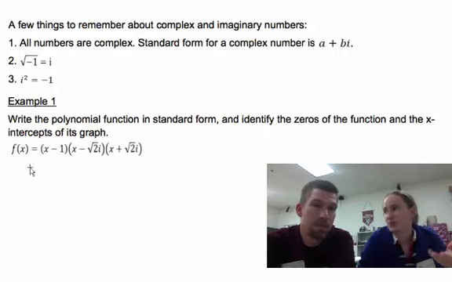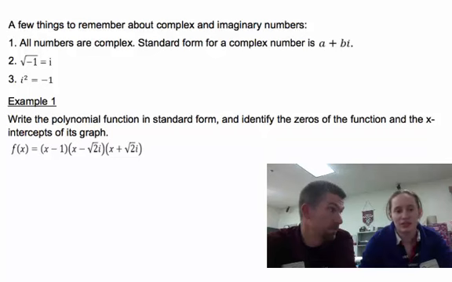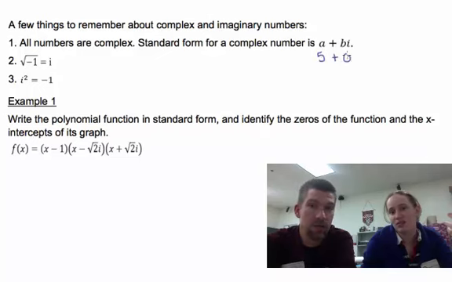All numbers are complex, like all of them are, because standard form for a complex number is a plus bi, where a and b are numbers. But what if b is 0? Exactly. So that's a situation where we could write the number 5 as a complex number because it's 5 plus 0i.